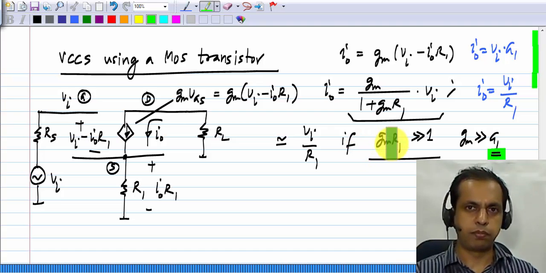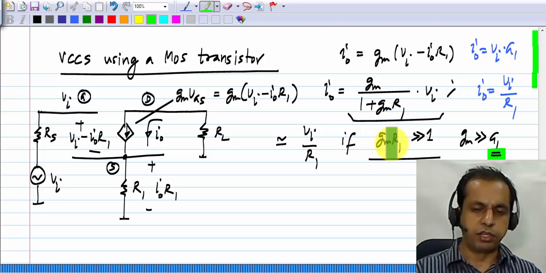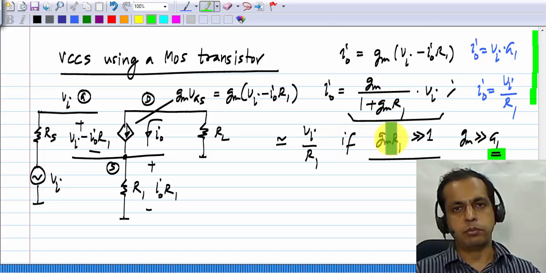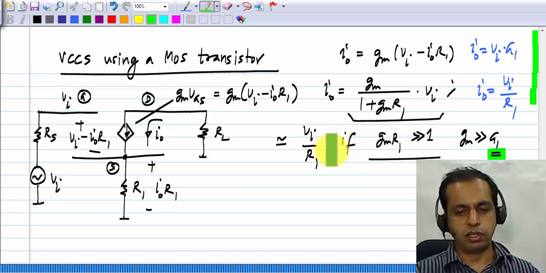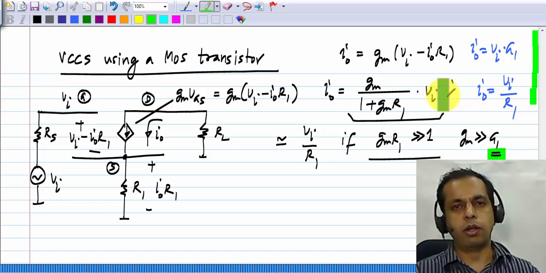So quite easy to analyze, and you can see this condition is very similar to what you got in case of the source follower. There Gm times RL had to be much greater than 1. And in general you will see that all negative feedback circuits behave in an ideal way if the transconductance, or in general some gain in the system, becomes much more than 1.